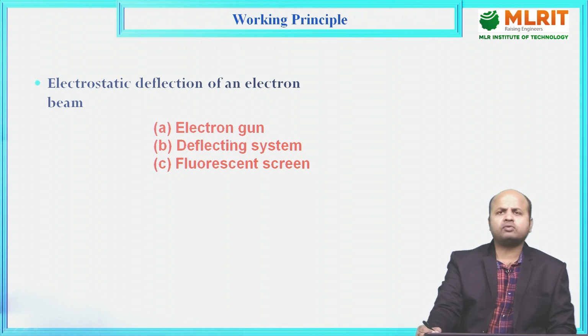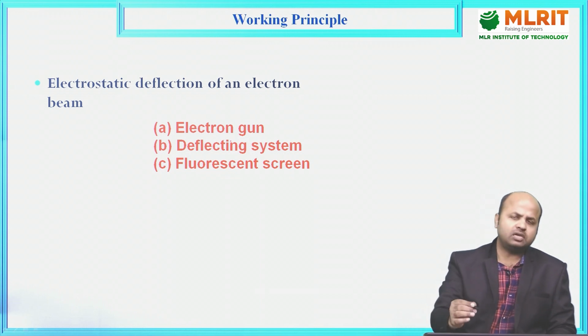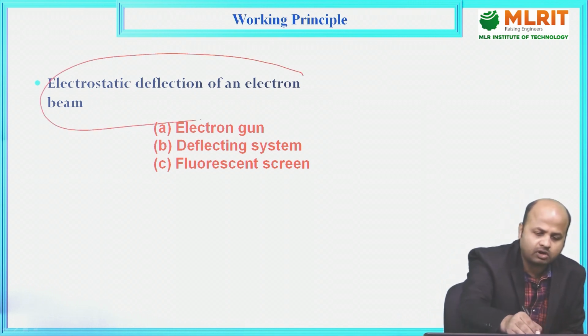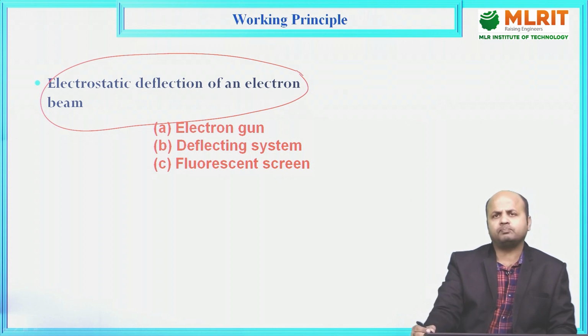So, first of all, I would like to discuss the working principle of a CRO. On which working principle is it based? Actually, it is based on the electrostatic deflection of electron beam. By means of an electric field, we will try to deflect the electron beam. What is electron beam? How is it created? We will discuss in the next slide.